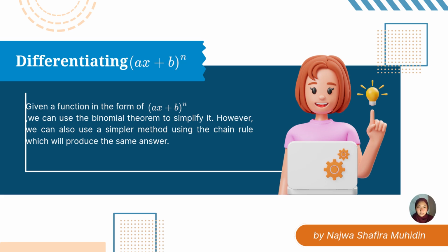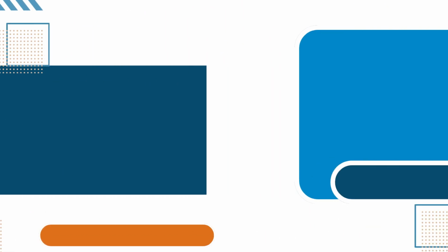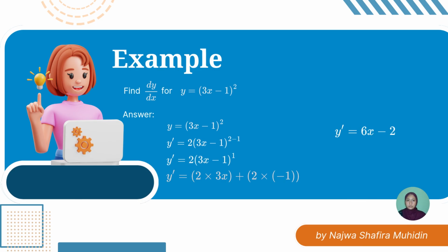Differentiating (ax+b)^n. Given a function in the form of (ax+b)^n, let's look at this example together. We are asked to find the derivative of the function y equals (3x-1)^2. Notice that this is a composition of functions, a power of a linear expression, so apply the chain rule here.